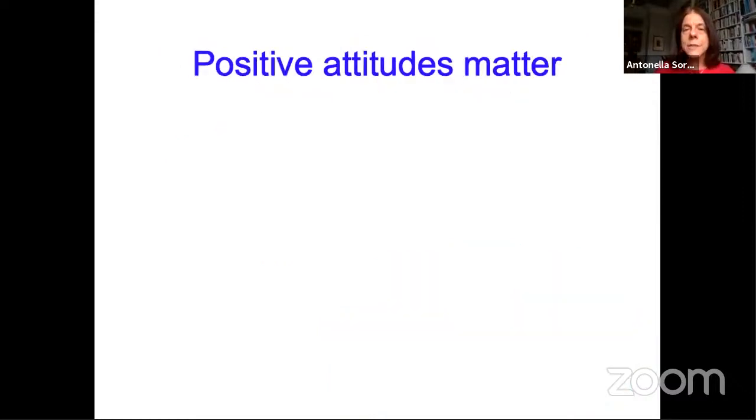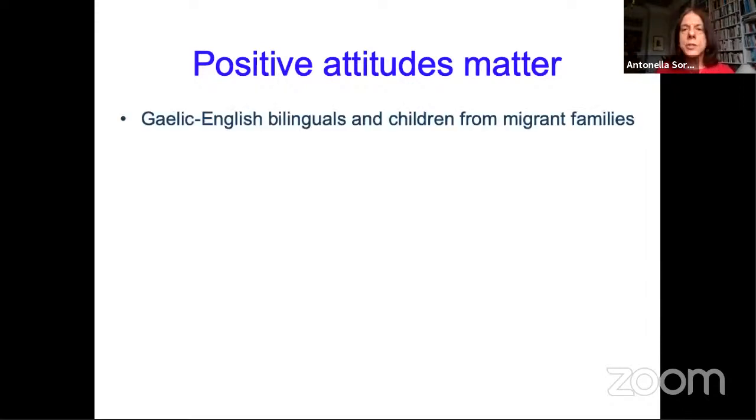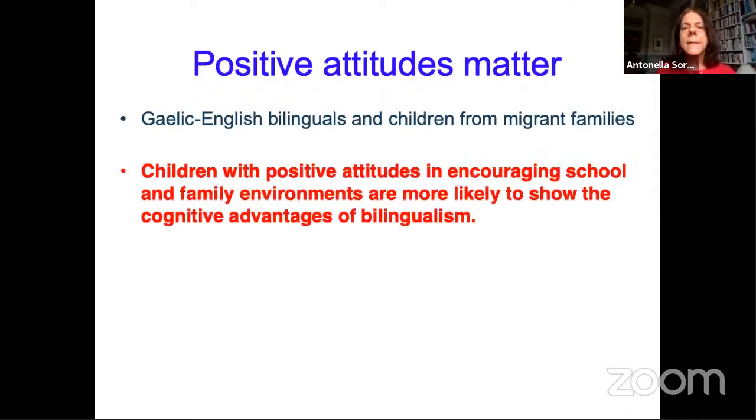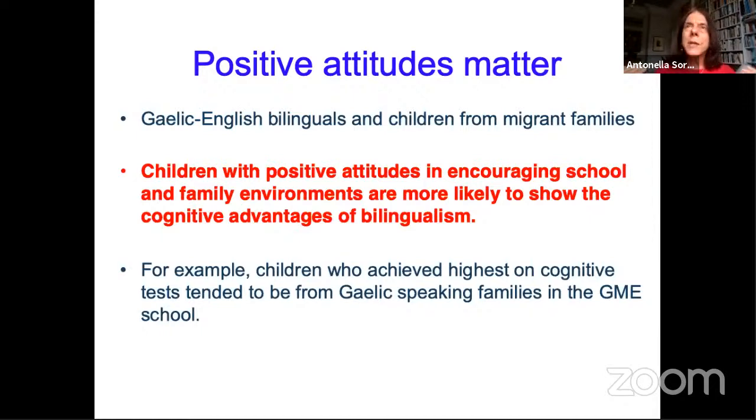And so we found that positive attitudes actually matter. For example, both Gaelic English bilinguals and children from migrant families, if they had positive attitudes towards their own bilingualism, were more likely to show cognitive advantages of bilingualism compared to children who didn't have a positive attitude. And once we put them in a situation where they felt comfortable telling us what they thought about their languages and being bilingual, it really emerged that they were not comfortable, they were not happy speaking these languages, and those attitudes do correlate with the performance in these tasks.